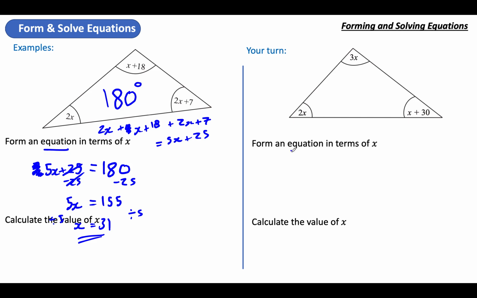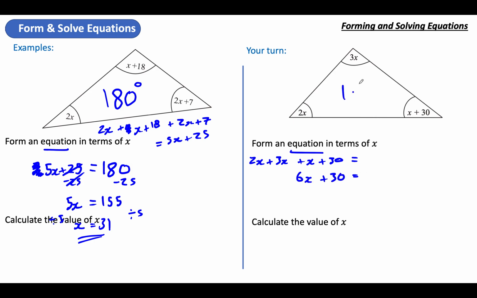Okay, form an equation. That means there must be an equal sign in the middle. So we will have all the angles added together: 2x plus 3x plus x plus 30. Well, they equal 2x plus 3x is 5x, plus another one is 6x plus 30.